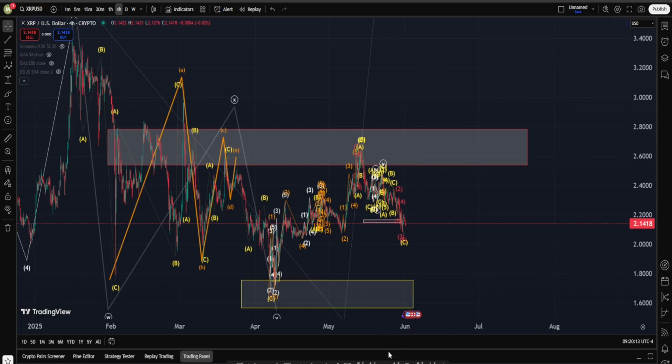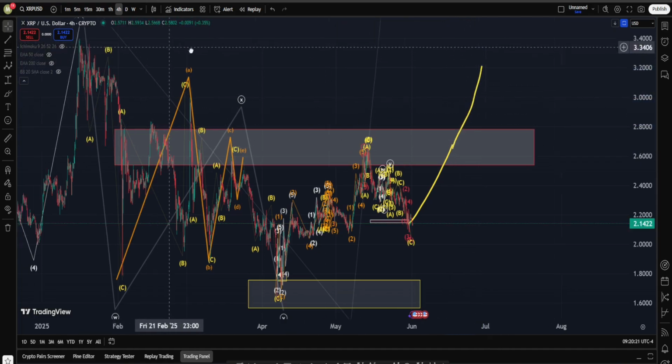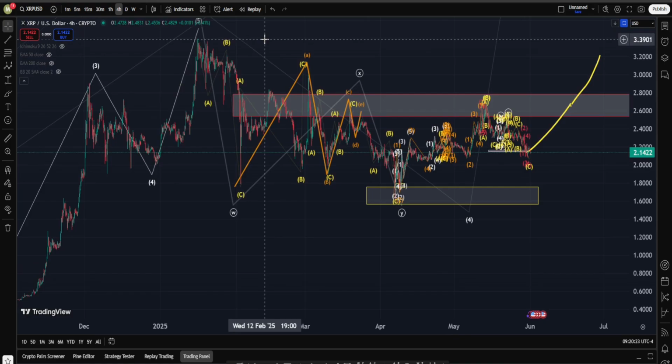So the next time that we reach the resistance, I'm willing to bet we are most likely going to get a break of it, and at that point the next target, you know what, it's going to be the all-time high, at least about $3.50. So I hope I explained everything well and you understood what is going on in XRP's price chart.